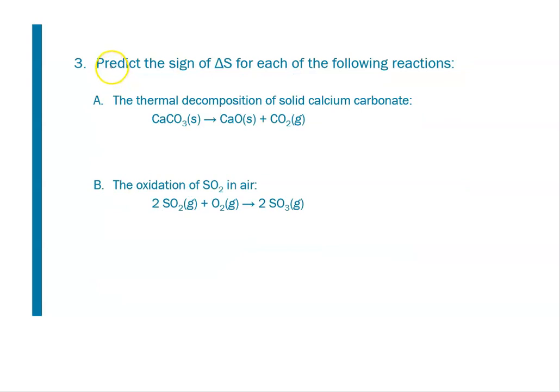All right, so this is to predict the signs of delta S for each of the following reactions. If we look at these processes, here I have CaCO3 going to CaO and CO2. There's a bunch of different stuff going on here. Here I start with 1 mole of substance and I end up with 2 moles of substance. I'm starting with a solid and I end up with a solid and a gas. So in both cases, the entropy of the products is higher than the entropy of the reactants. So my delta S is going to be greater than 0. It's going to be positive. And then here I will let you do this one on your own, to get some practice in.